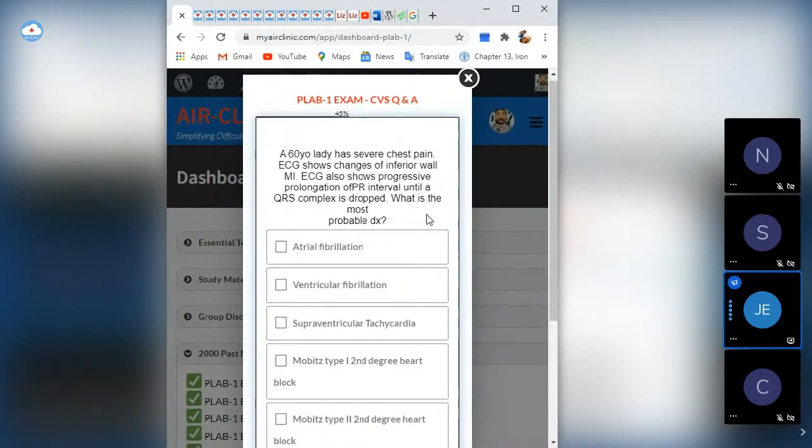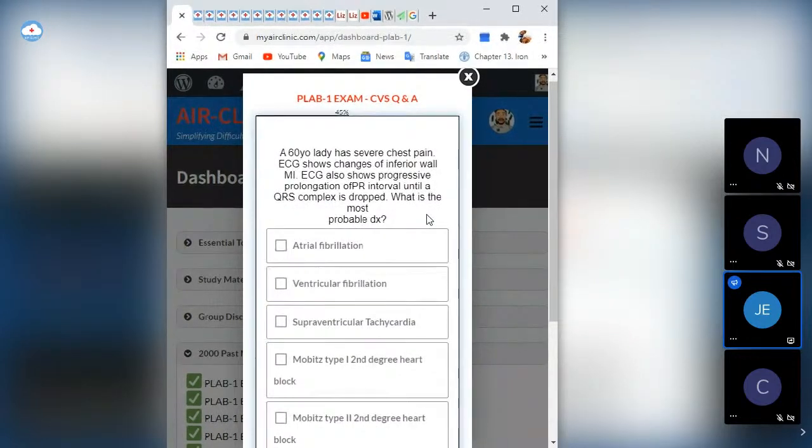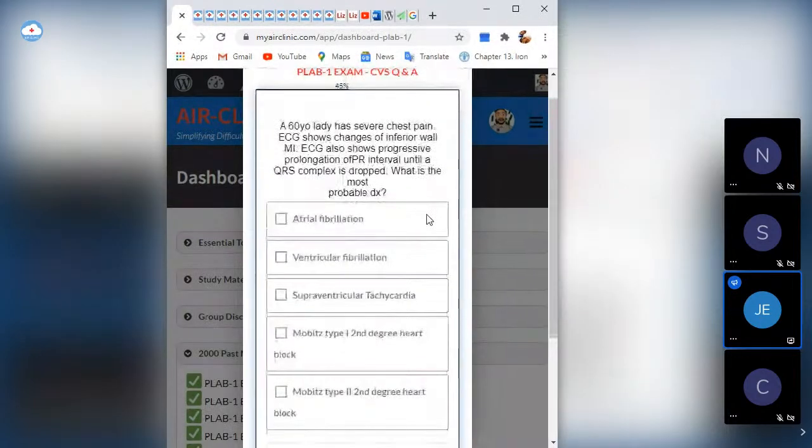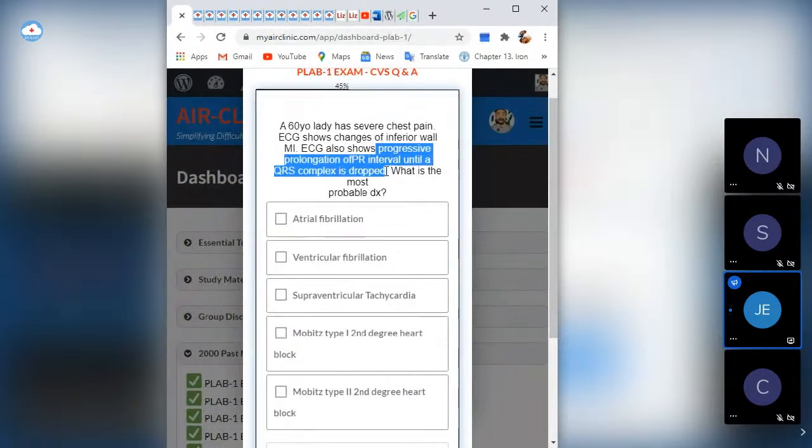A 60-year-old lady has severe chest pain. ECG shows changes of inferior wall myocardial infarction. ECG also shows progressive prolongation of PR interval until a QRS complex is dropped. What is the most probable diagnosis? This one, they've given you the answer now. Progressive prolongation of PR interval until QRS is dropped. What's this phenomenon called?